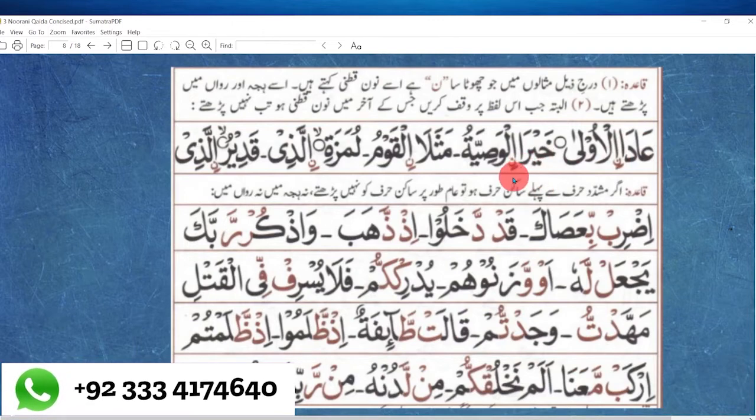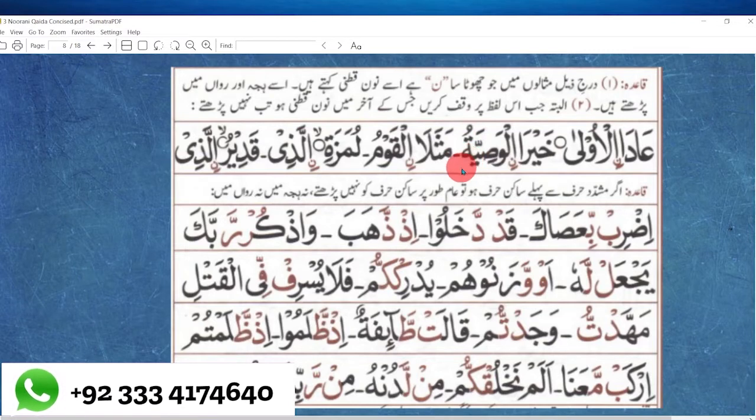Similarly, khayranil wasiyah. Since we are stopping here, the round ta will itself turn into ha, and the pesh will turn into jazm. Whenever we stop on a word and the last letter is round ta, it always turns into round ha. Alright, so it will be khayranil wasiyah.